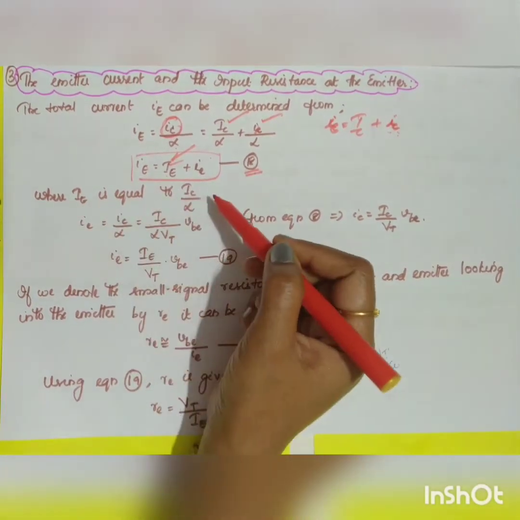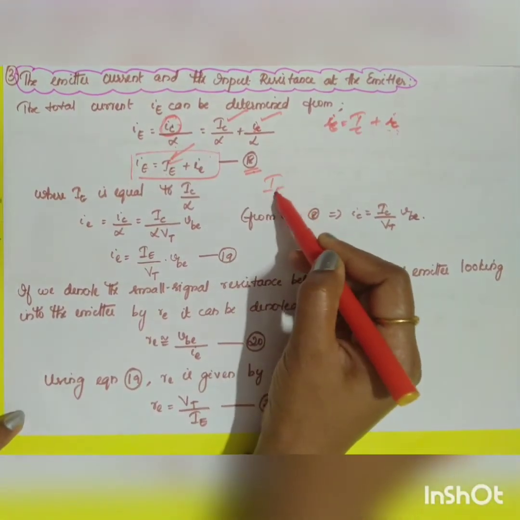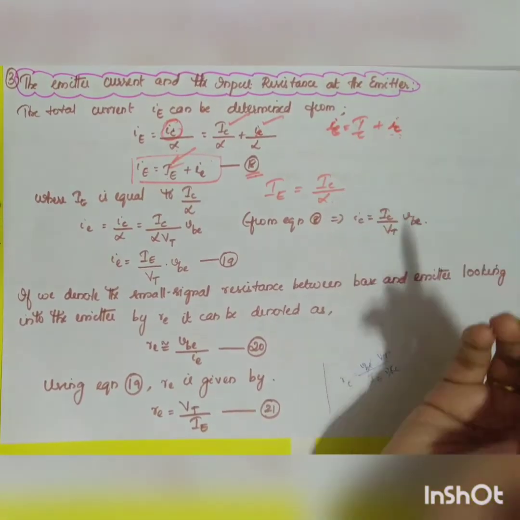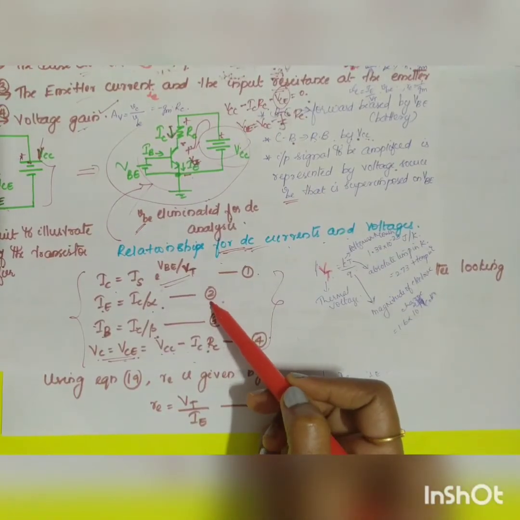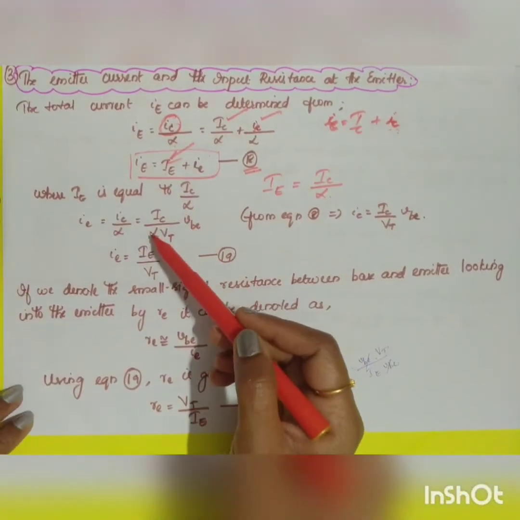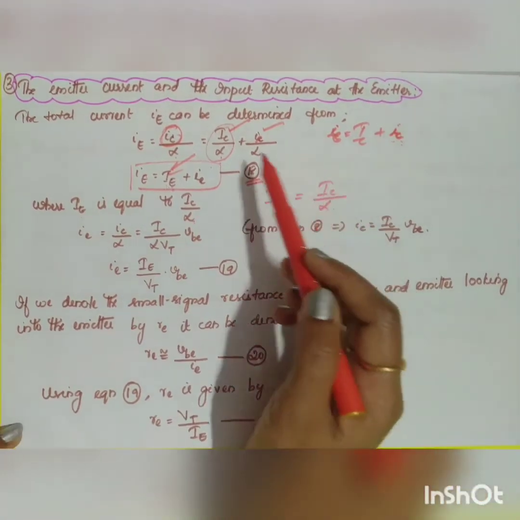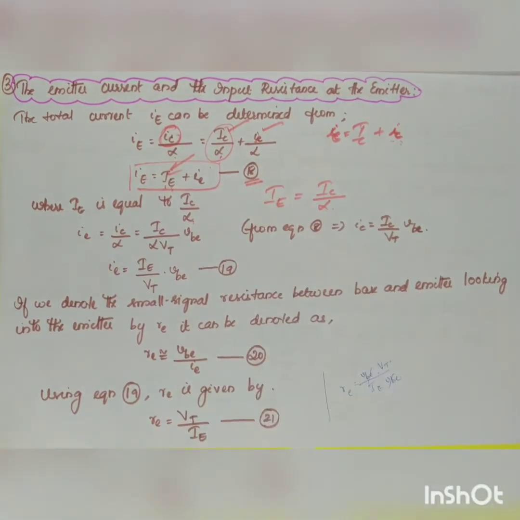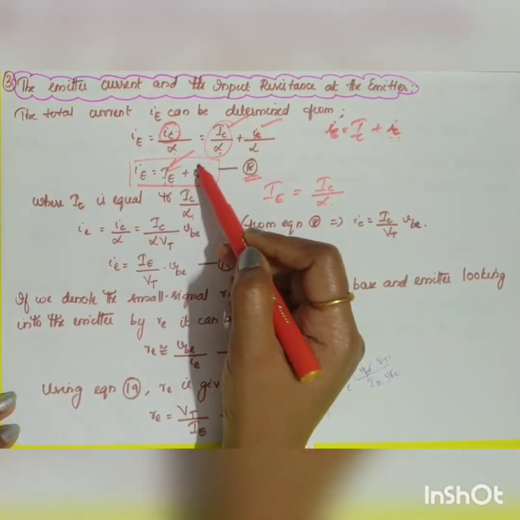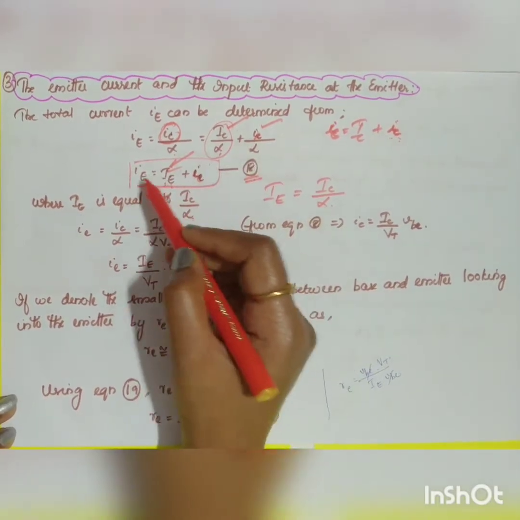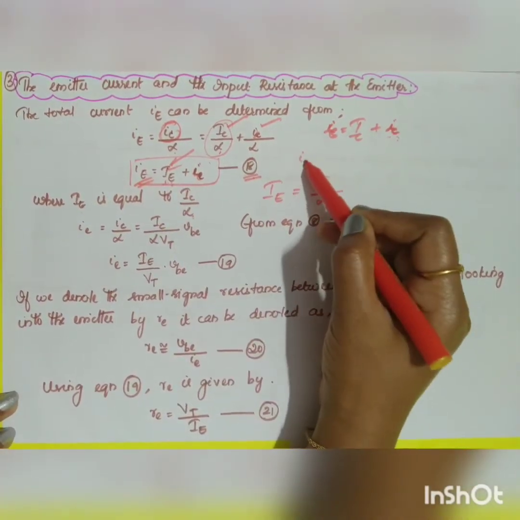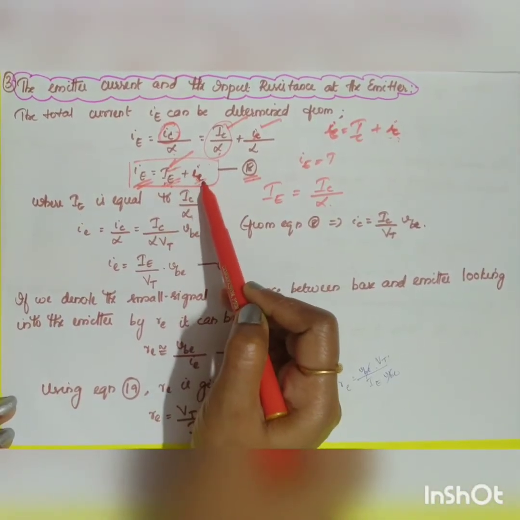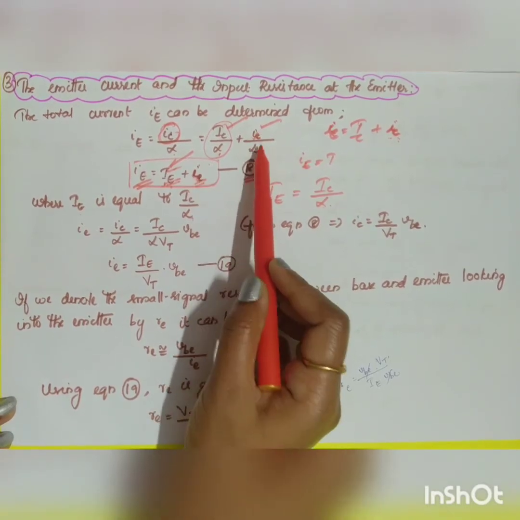Now you know that the DC emitter current is equal to the collector current divided by alpha. By means of equation 2, you are going to substitute the value. So this is IC by alpha, which is capital IE, and small ic by alpha is taken as your small ie, the AC component. So I can write the total emitter current as the sum of your DC and your AC, where small ie is equal to ic divided by alpha.